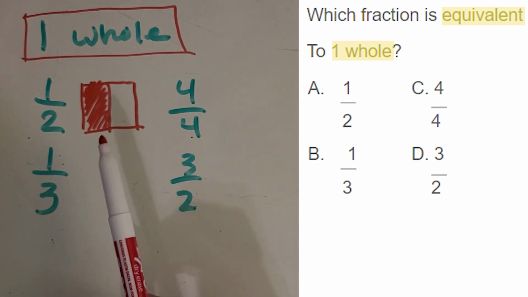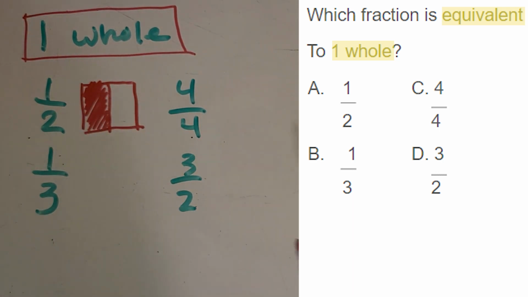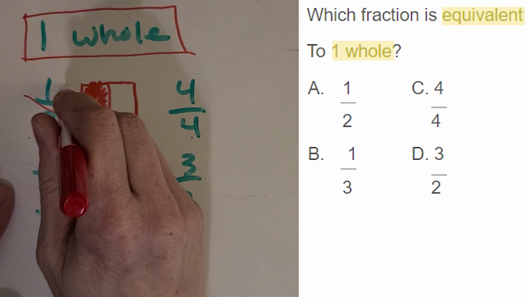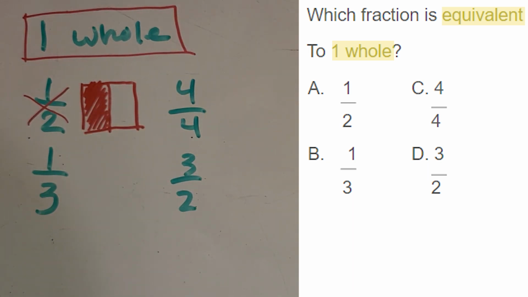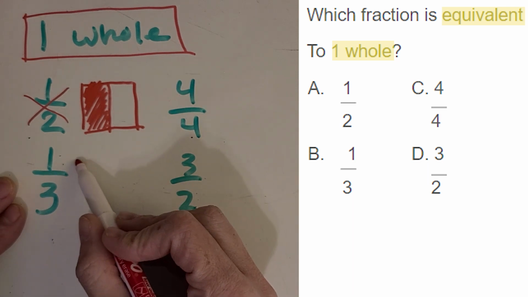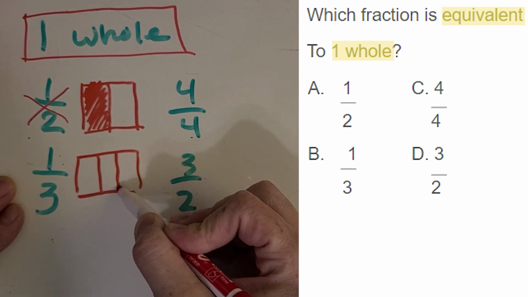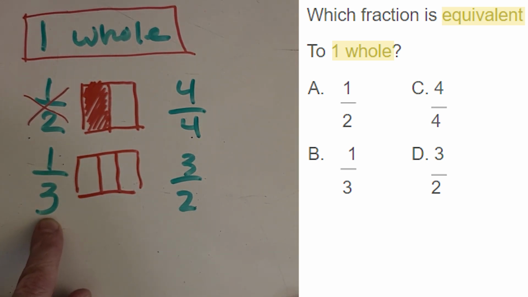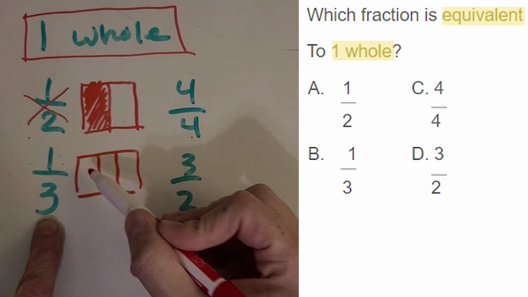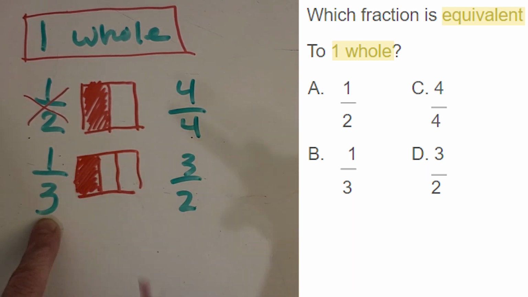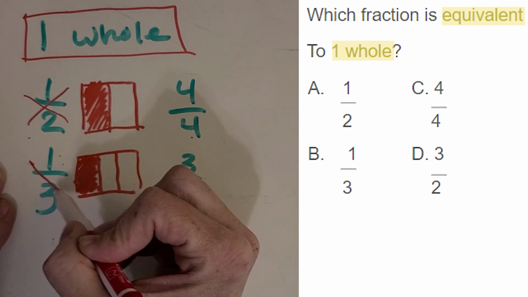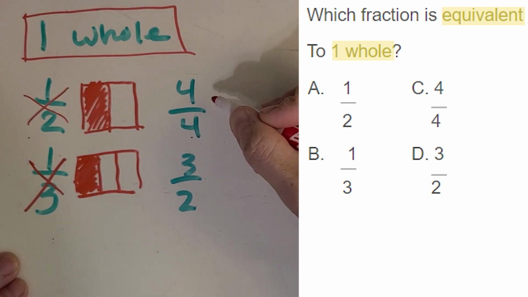Okay, and we can pretend like this is maybe something like a candy bar. So is that equal to one whole candy bar? Okay, you're right. It is not equal to a whole candy bar. So now let's draw the next one. Okay, I'm going to split it up into three sections since the denominator is three. And I'm going to shade in the numerator or the top number. Is that equal to one whole candy bar? No, it's not. Okay, let's try this one, 4/4.